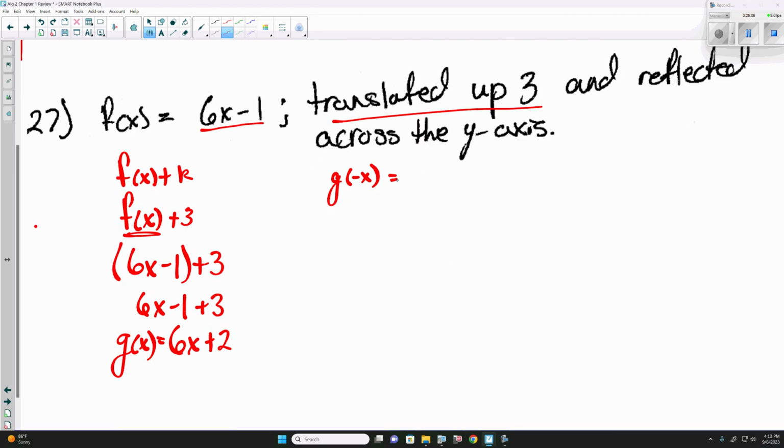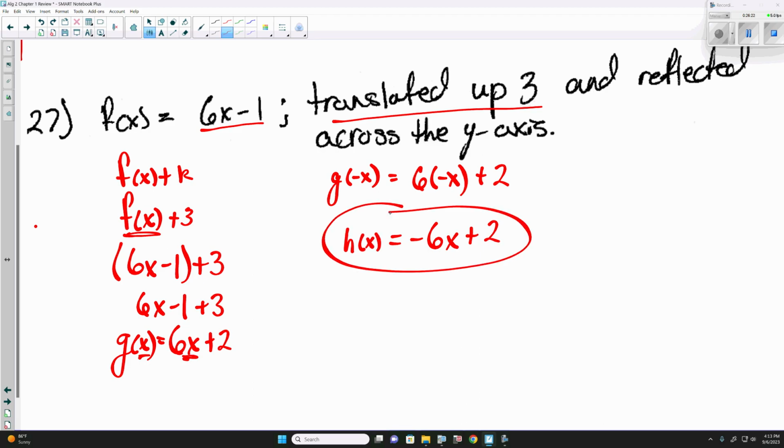Now, at this point here, every x in g of x is going to be replaced with negative x. So we have 6 times negative x plus 2. Well, 6 times negative x is negative 6x plus 2. This is our new function, and that's it with that there.